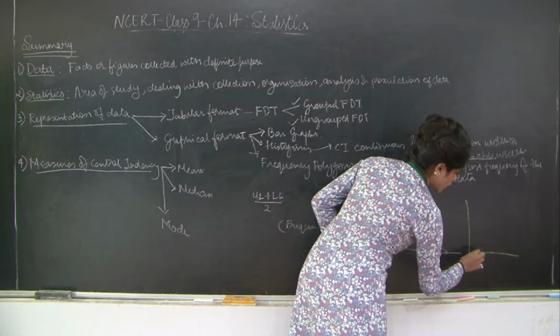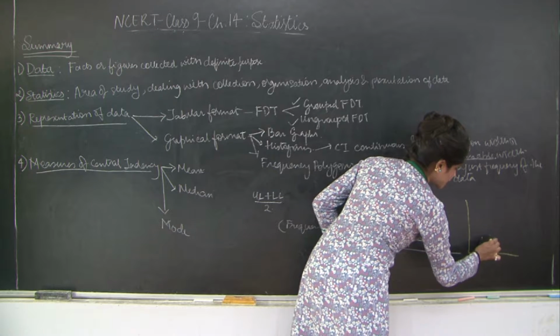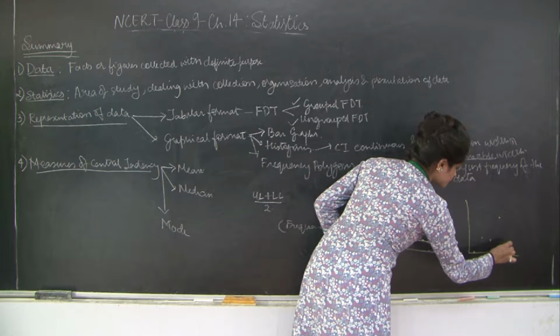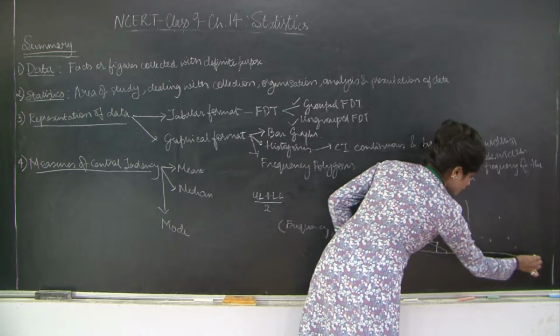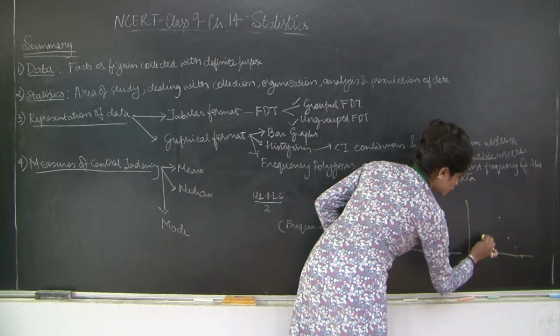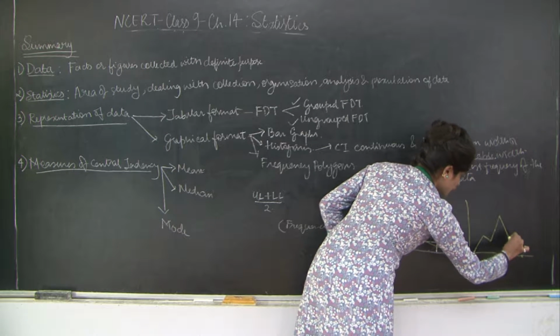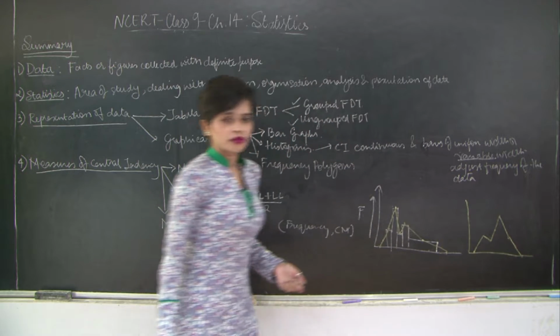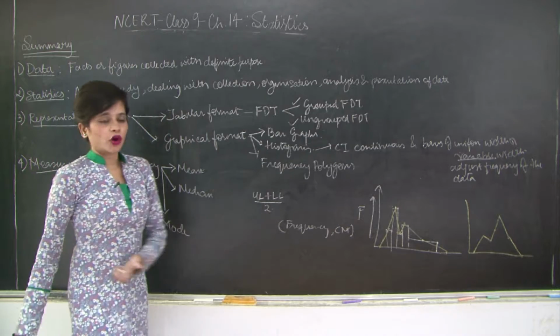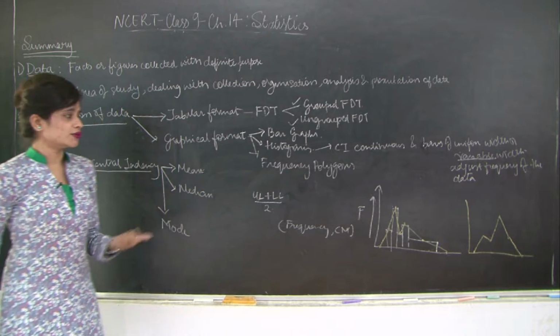Suppose let's say the coordinates that you find are like this. So you can draw your frequency polygons like this, right? Now what are frequency polygons? In which cases are they usually used?